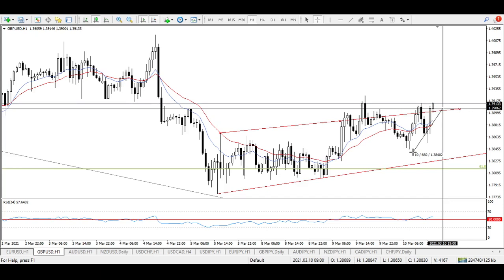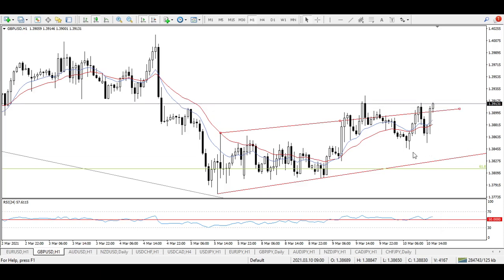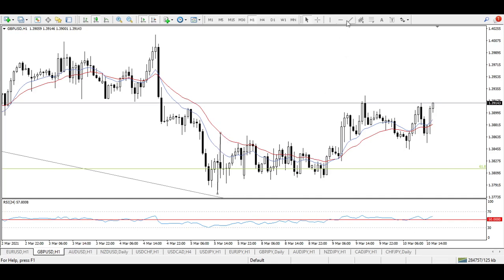Now let's calculate what target we can get. We don't have any ABCD kind of pattern here. Nevertheless, we can take this as ABCD. Let's remove unnecessary lines now to make the chart clutter free. We can consider this one as ABCD, A, B, and then CD, but I guess this has already been completed. There is a new ABCD in development, which can be this one, ABCD.